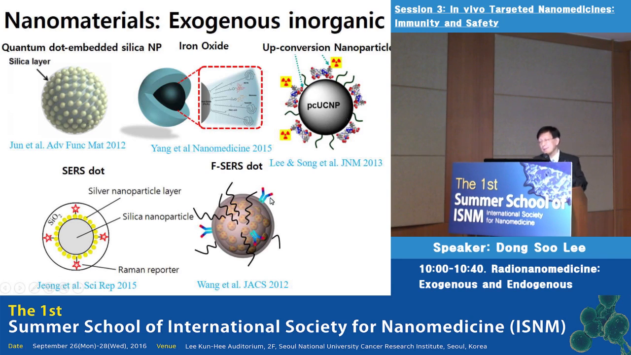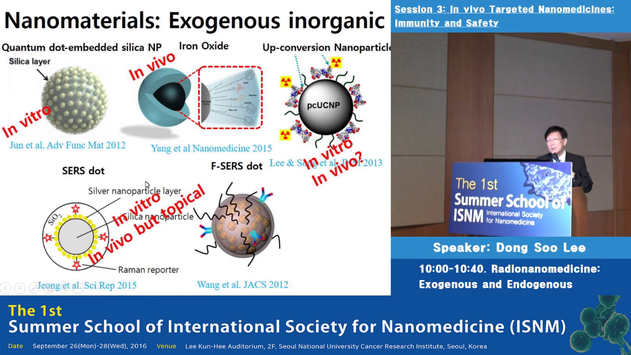We cannot detect the surface dot, so we label a fluorescence probe over the surface, and I'm interested in all of these. However, during this talk, I'll talk only about in vivo PET and MRI.